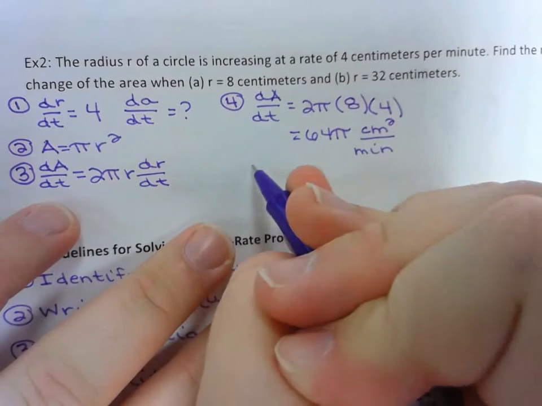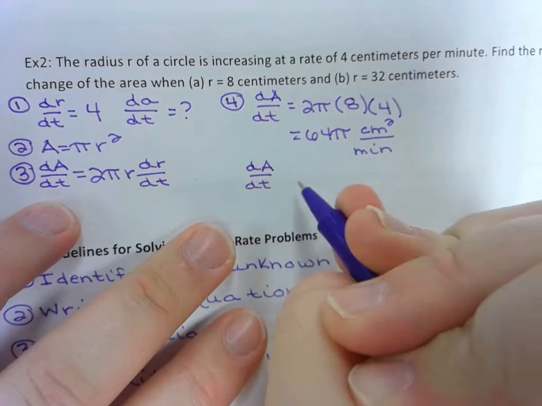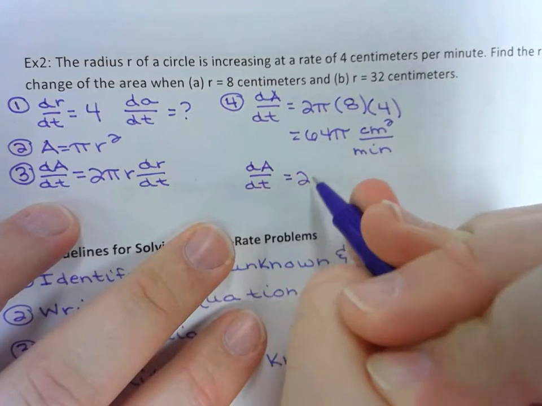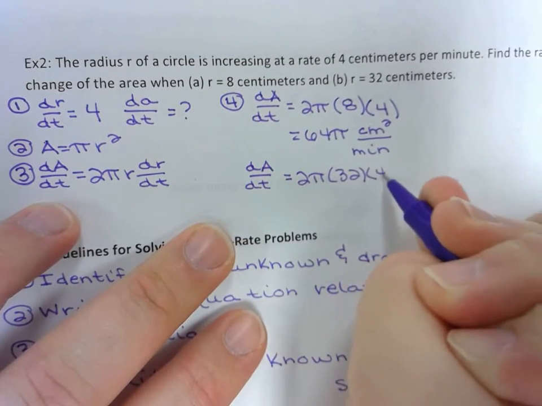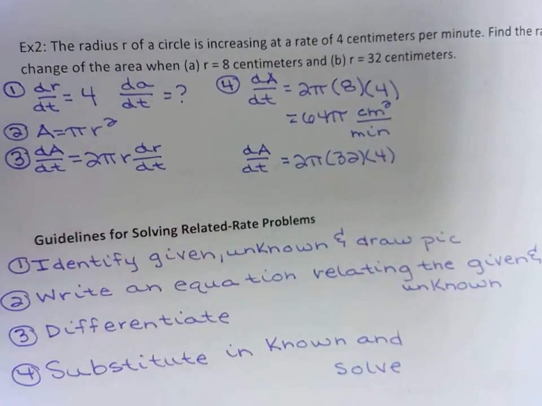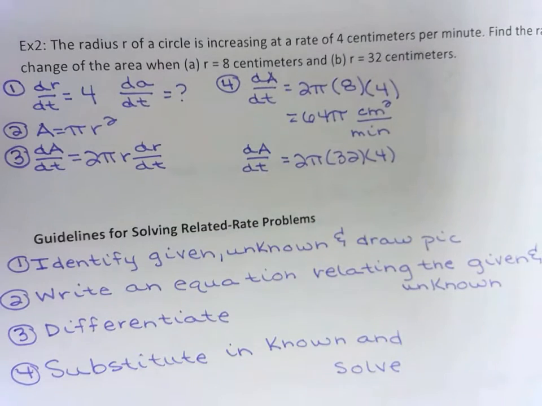Now let's look at how the area is changing when my radius is 32. So go ahead and plug it in. Instead of 8, plug in 32. Now let's think about this. If the radius of a circle is increasing over time, when the radius is 32 centimeters, what's the changing rate of the area?